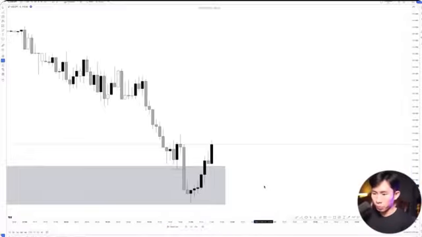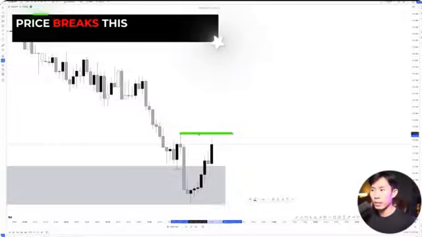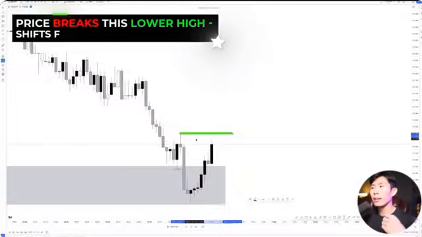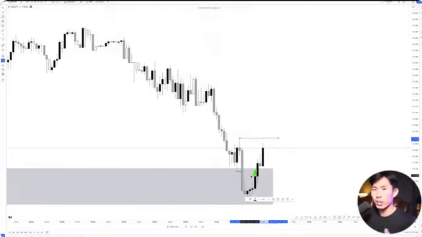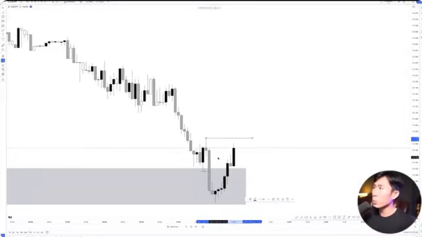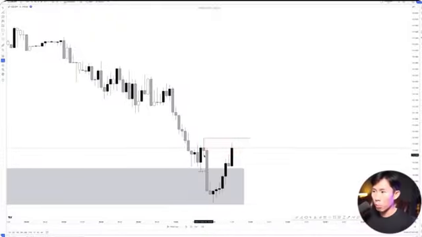Then right now, this is the last internal lower high. If price creates a market shift, taking out this last internal lower high, that is where price is going to shift from bearish to bullish on the internal structure. And right now we know that price is going to start going to the moon. But at this point in time, look at what we got. Price is reacting from this little supply right here. Before that actually happens, I want you to observe what price does.